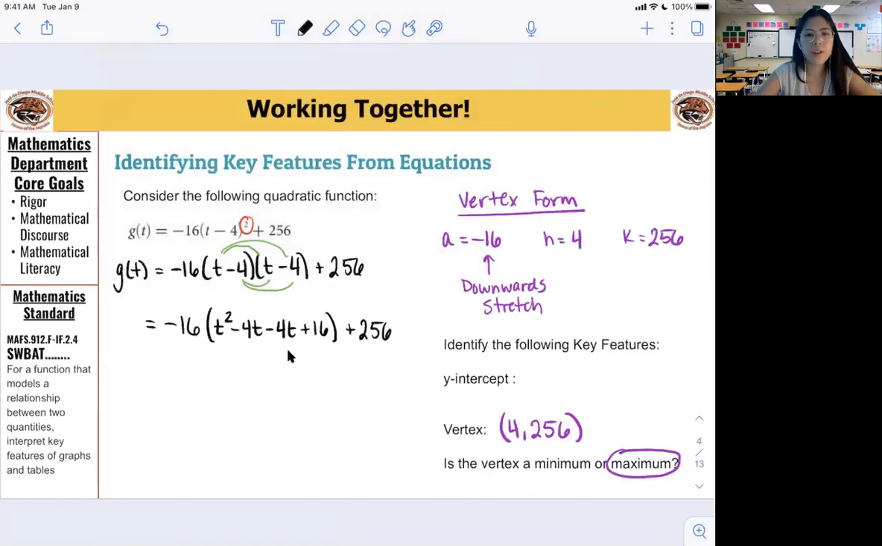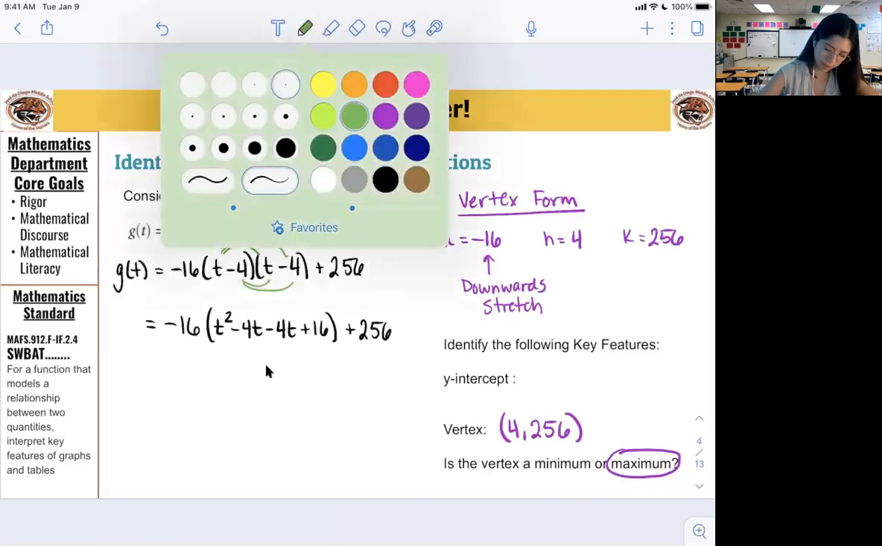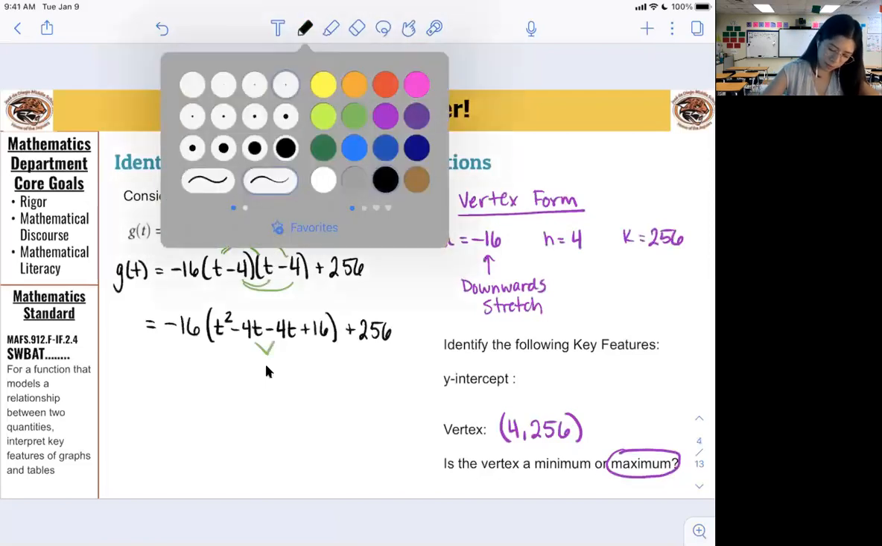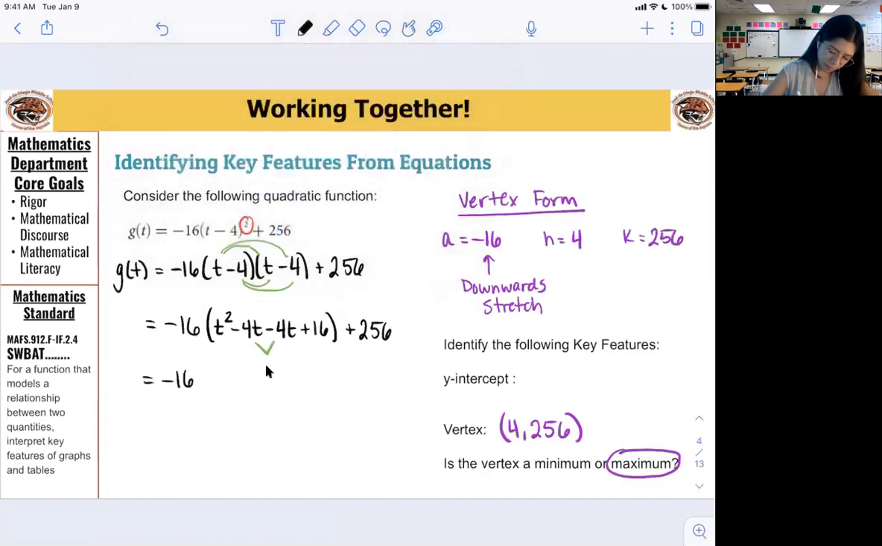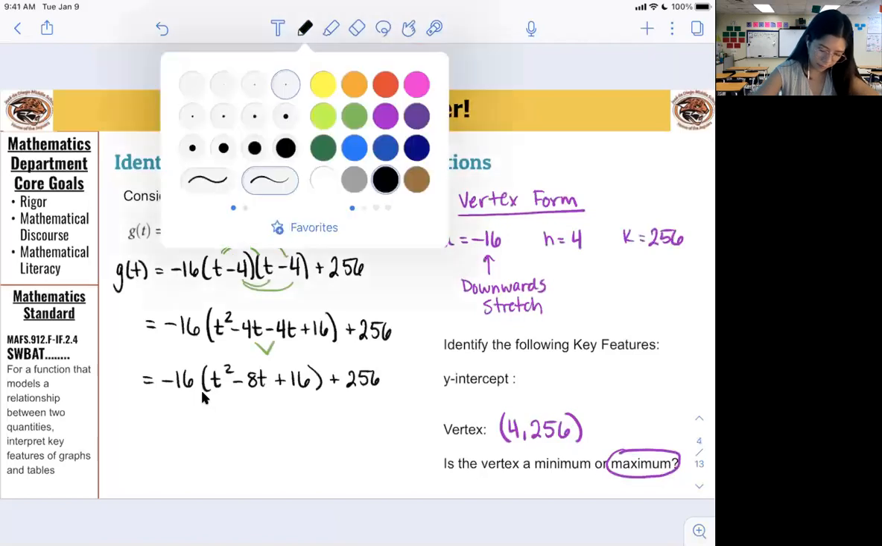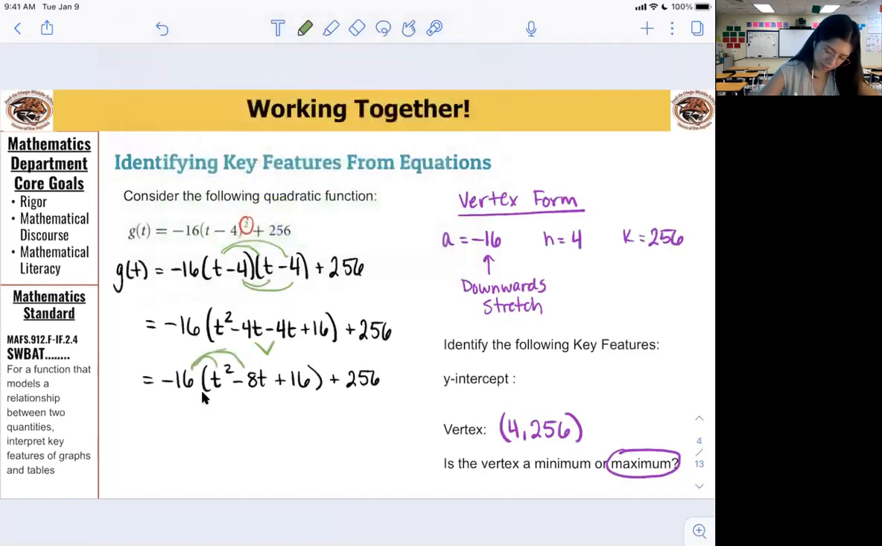Okay, what should I do in here now? Simplify, combine like terms. Combine like terms, good. -4 and -4 give me? -8. So t squared minus 8t plus 16. And then I have my 256. Now what can I do? Distribute. Yeah, we're going to distribute. So I have -16 times t squared. What's -16 times -8? You can use a calculator. I'll let you do it.